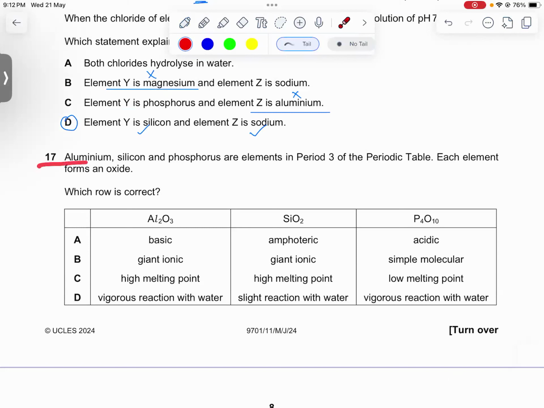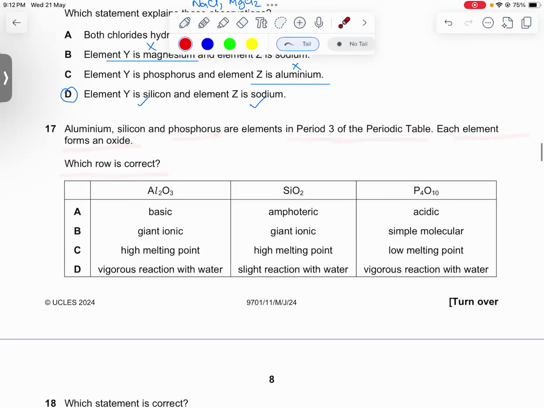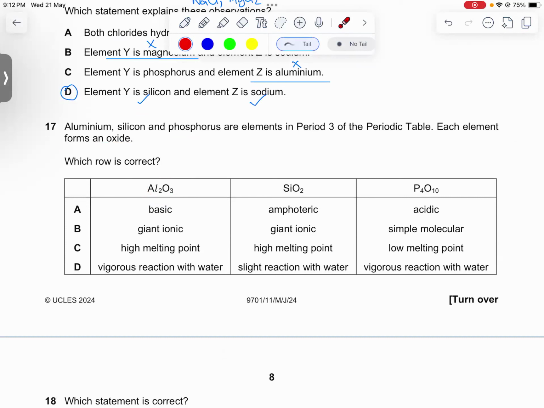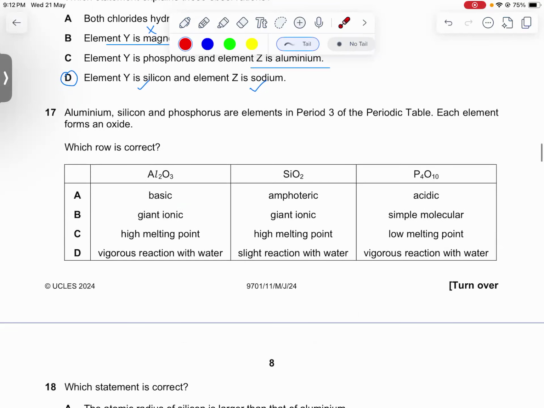Question number 17. Aluminum, silicon, and phosphorus are elements in period 3 of the periodic table. Each element forms an oxide. Which row is correct? All right. Aluminum oxide, is it basic? That is not true. It is not basic. Aluminum oxide is what we call an amphoteric oxide. We've been studying that since O levels. All right. Aluminum oxide, does it have giant ionic lattice structure? It could have giant ionic lattice structure. So this is correct. So let's look at the next one.